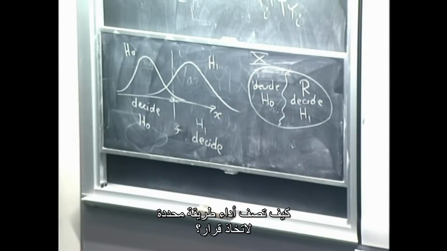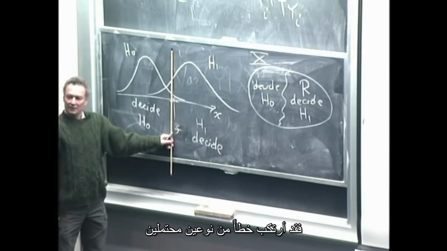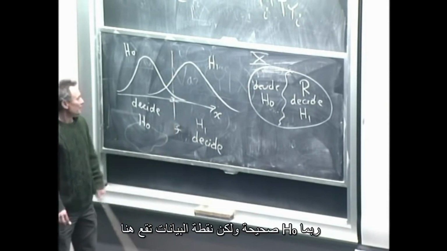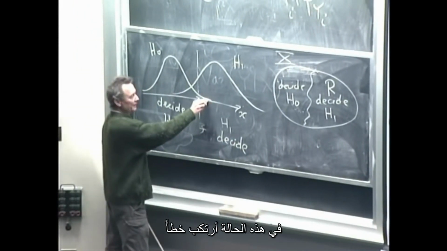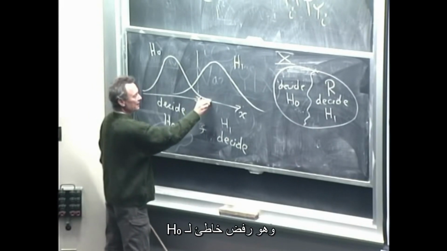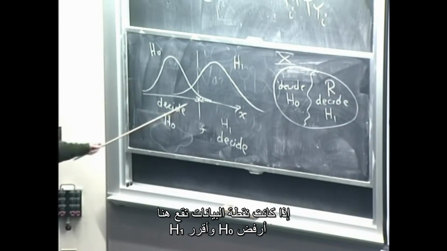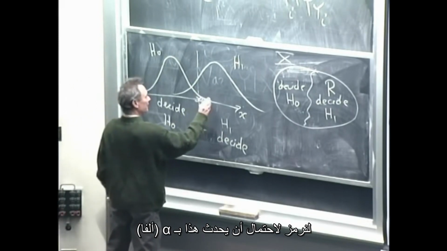Okay. So how would you characterize the performance of a particular way of making a decision? Suppose I chose my threshold. I may make mistakes of two possible types. Perhaps H naught is true, but my data happens to fall here, in which case I make a mistake, and this would be a false rejection of H naught. If my data falls here, I reject H naught, I decide H1, whereas H naught was true. The probability of this happening, let's call it alpha.